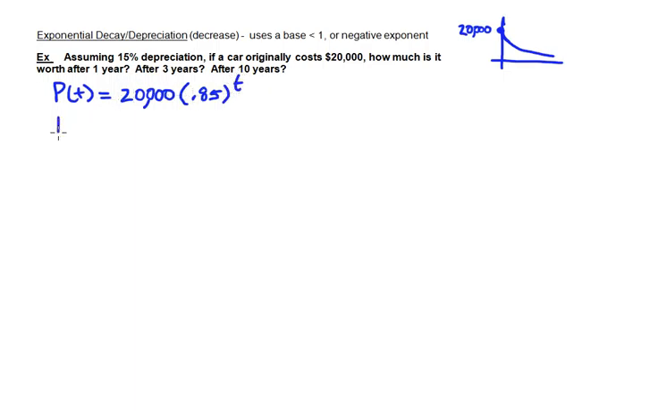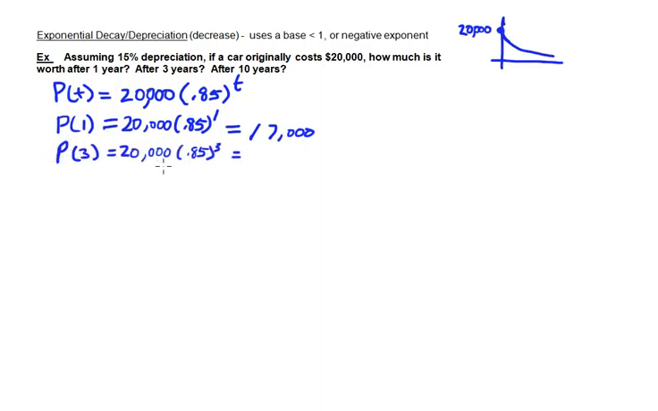So if I calculate the value at 1 year, I get P of 1 is equal to the original value 20,000 times 0.85 raised to the first power. And that comes out to be $17,000. Next we can calculate the value at 3 years. So P of 3 is equal to 20,000 times 0.85 to the third power. And working that out on a calculator, we get this value for the exponent, and finally the value of 12,283.